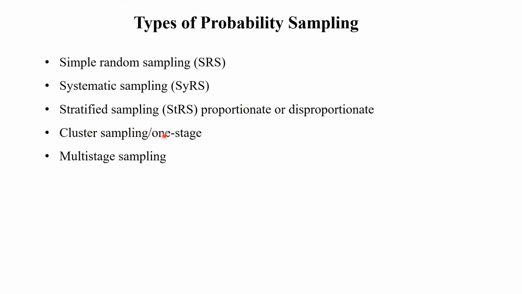One stage cluster sampling. We can do many stages, which is multi-stage cluster sampling. Especially when large populations are concerned, multi-stage sampling is very efficient. Okay, let's see them one by one: what they are, in what kind of situation we can use them, and what are the advantages and disadvantages of each method.